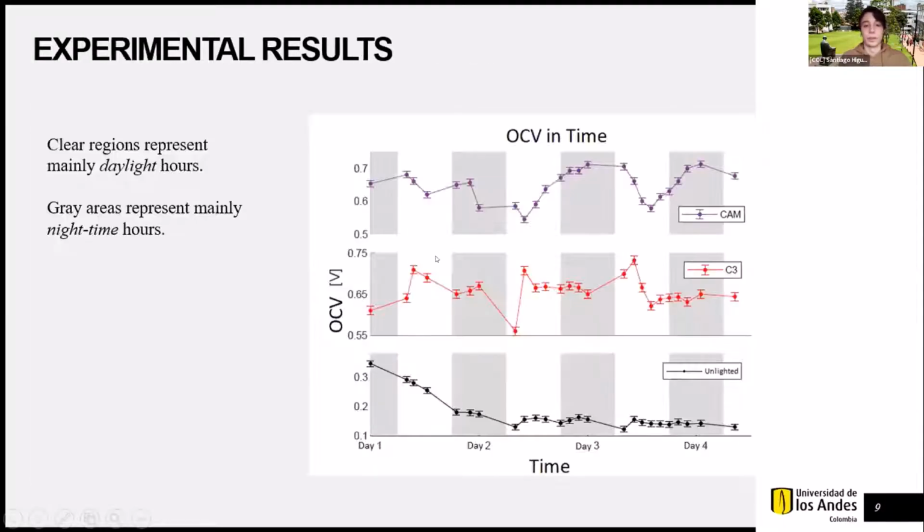So what were the results that we obtained? For the CAM plant, we obtained mainly peaks of voltage at nighttime and valleys of voltage at daytime, which are the bright areas. And for the C3 plant, we obtained peaks of voltage at daytime and valleys of voltage at nighttime. For the unlighted setup, the voltage decreases, is in fact lower in magnitude, and stabilizes around 0.1 volts, which is much lower than the other measurements.